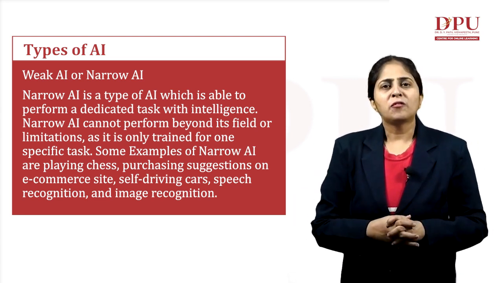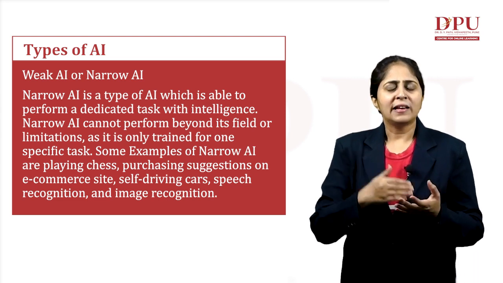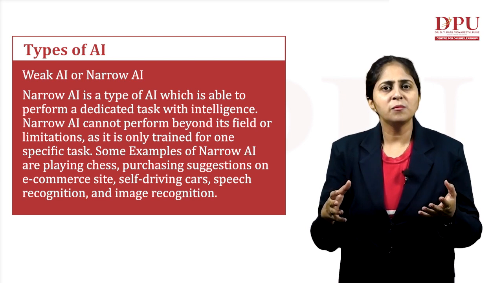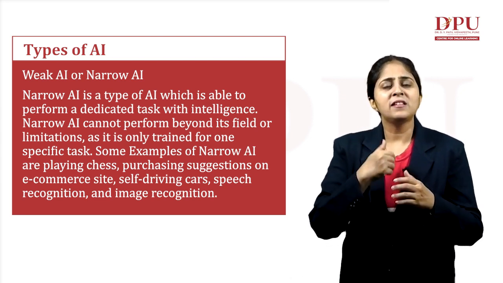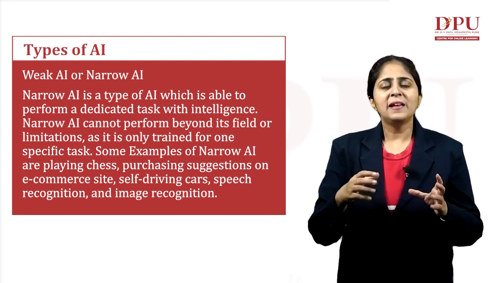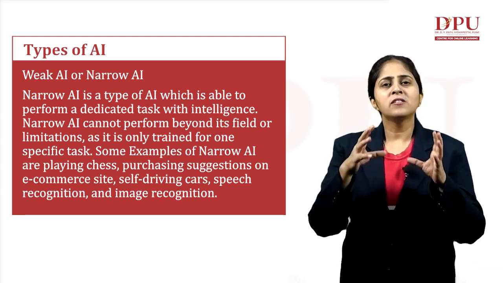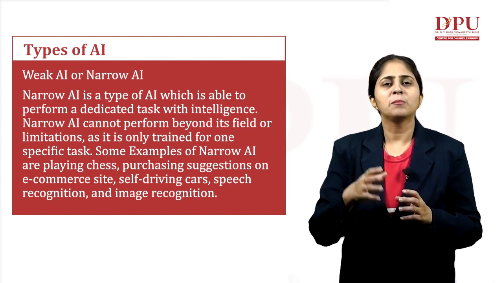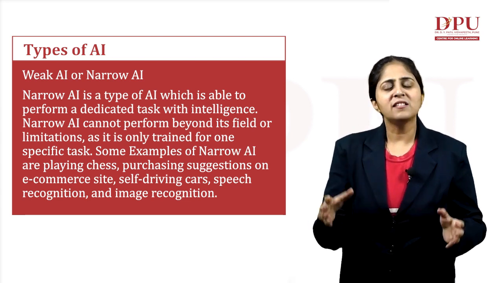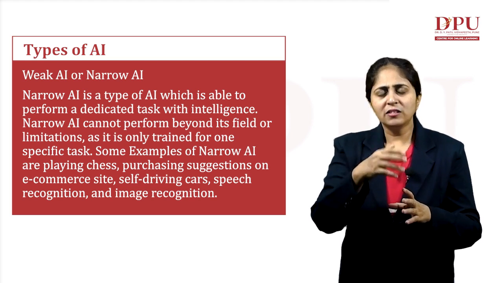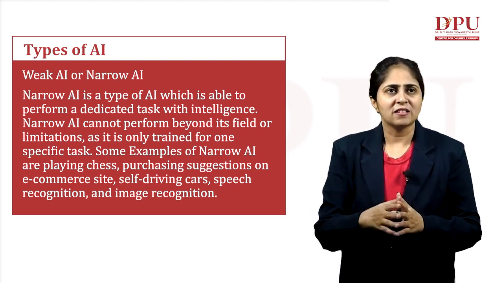Some examples of narrow AI are like playing chess. We have built artificial intelligence systems which can play chess like humans. Playing the game of chess requires a lot of intelligence. So we have built an artificially intelligent machine which can play chess, and it is working dedicatedly on this particular task, which is playing chess.